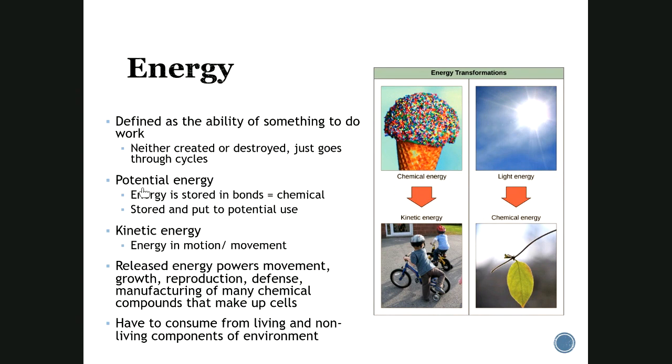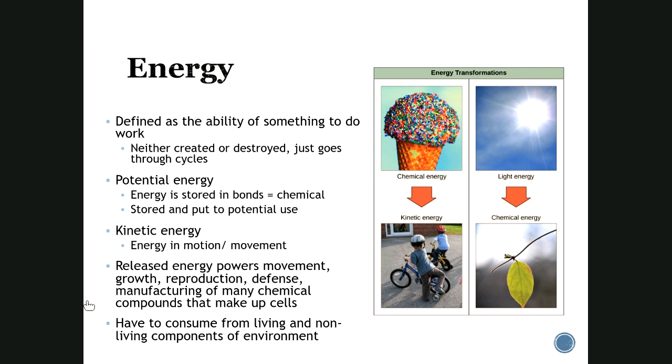There's potential energy, which is the energy stored in bonds. This is the one we're really going to care about. You store it and you put it to use later on. Sometimes you have to make a bunch of bonds that you're going to need to break later on, and when we get more into cell respiration, you'll see why that happens. And then the other type is kinetic energy, energy in motion and movement. But we're going to really focus on chemical energy, the one in bonds.